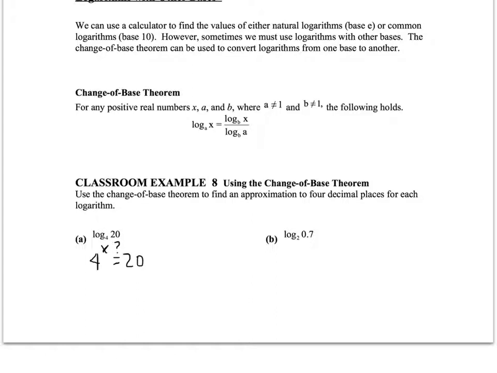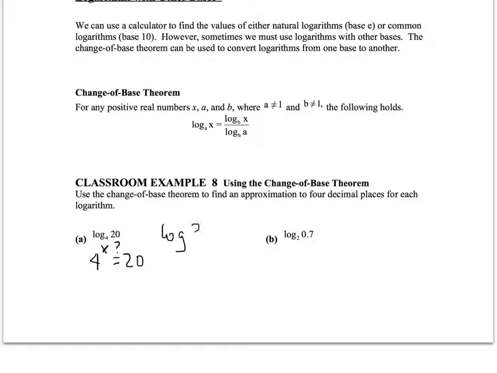Well, obviously, I can't get a common base between 4 and 20 and use the rules that we were using before in order to solve for it. It's got to be a decimal value for the exponent. I know 4 to the second power is 16, but when I go to 4 to the third power, that's 64. 20 is in between those numbers, so it's got to be 2 point something. The calculator can actually find it for you if you convert these to base 10 logarithms and you divide the log of the argument divided by the log of the base.